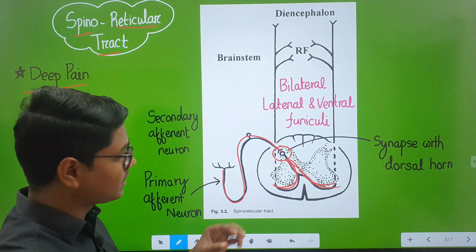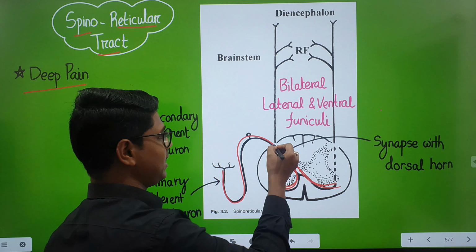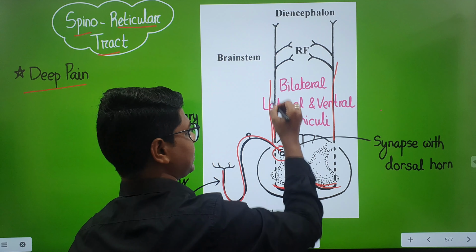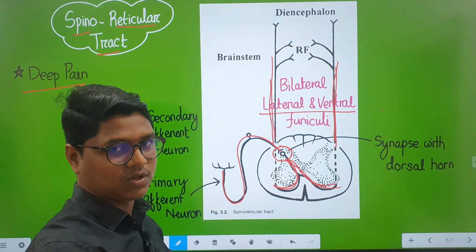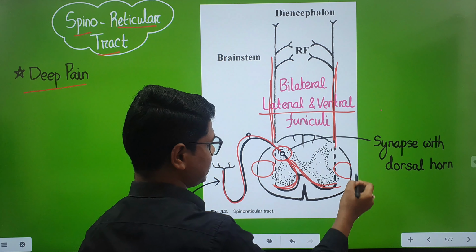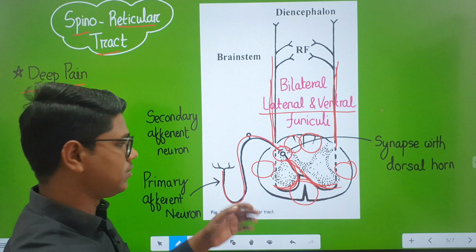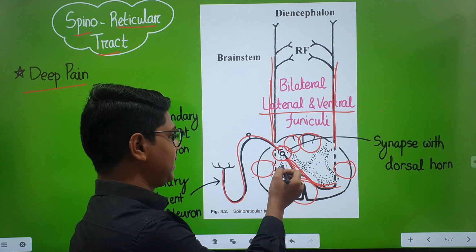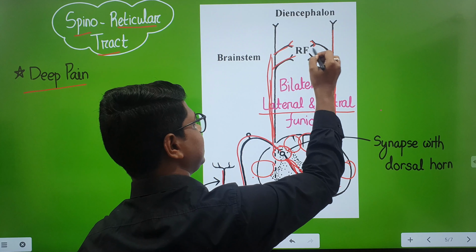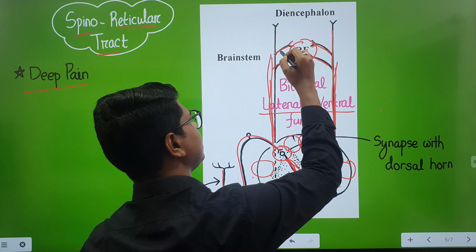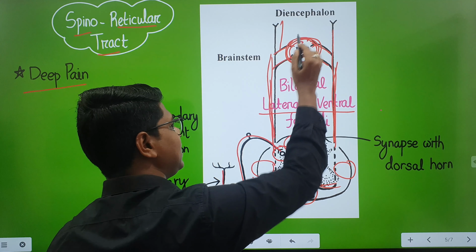In the Spino-Cervical-Thalamic tract, the pain travels through the ipsilateral tract, whereas in this case they travel in both, or bilateral, tracts. Usually they travel in the lateral and ventral funiculus. There you saw the lateral funiculus, ventral funiculus, dorsal funiculus. The spinal cord is upside down. So they will travel in the bilateral tract, and most of the fibers will end up in the reticular formation. Some will go to the diencephalon, meaning the brain. But most of them will end up in the reticular formation.